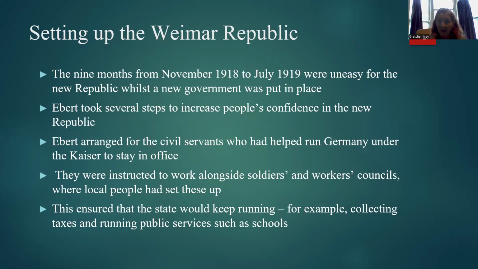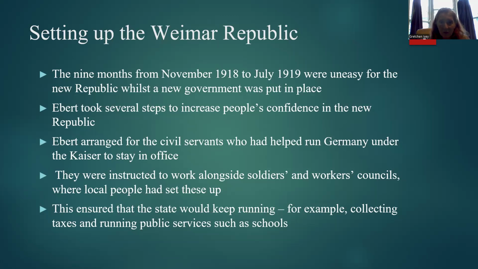Okay, so setting up this republic. How do you make a republic? Well, 9 months from November 1918 to July 1919 were uneasy for the new republic whilst a new government was being put in place.